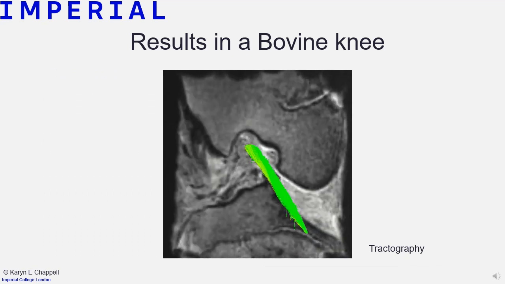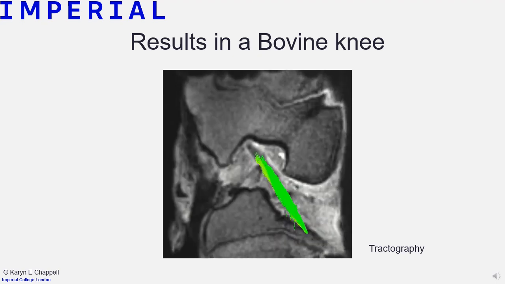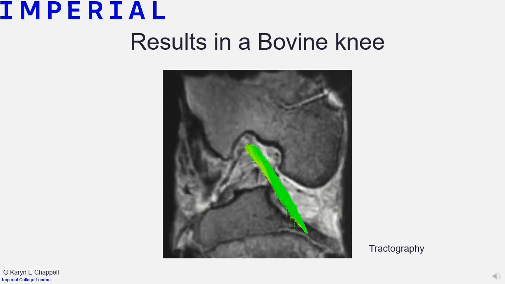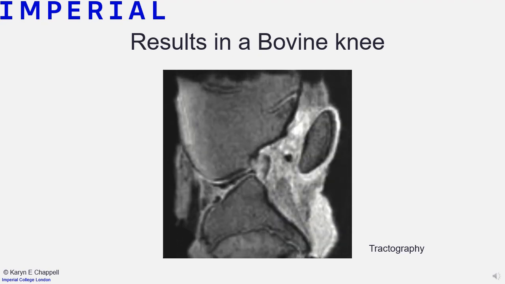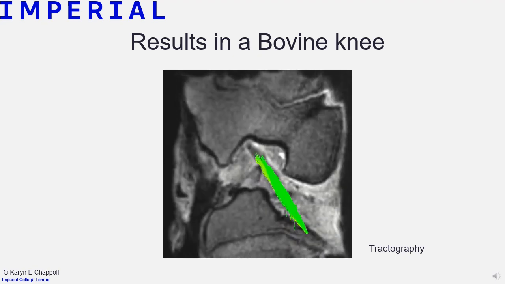Here's an example of collagen fibre tractography, which we've overlaid over the MR image of the bovine knee. We're still playing around with visualization techniques for the radiologists and what they'd like at the moment.